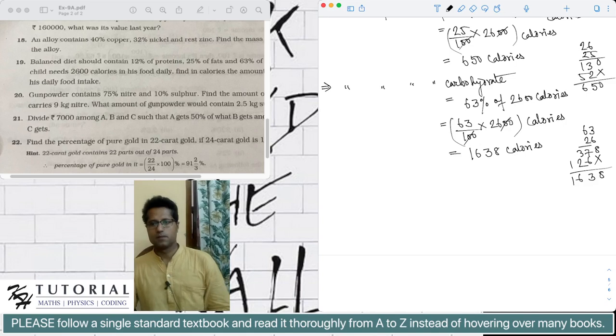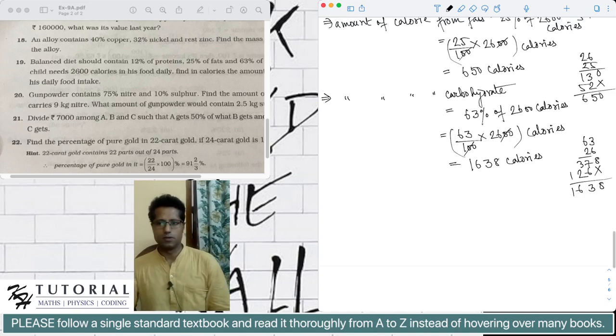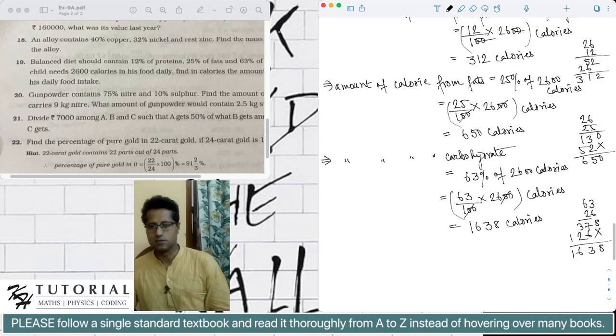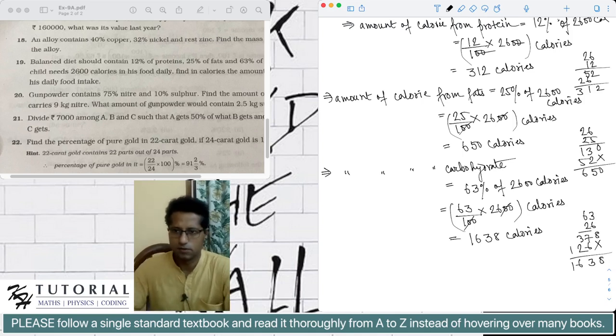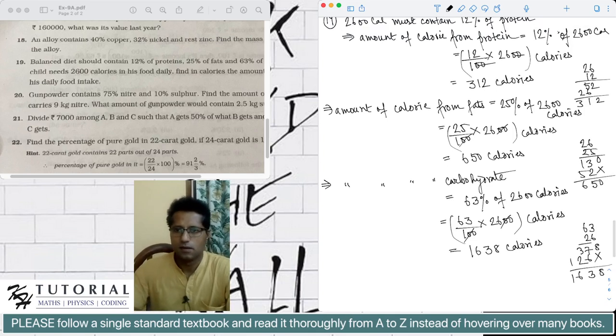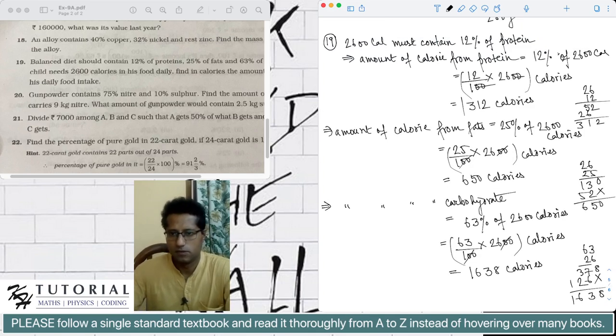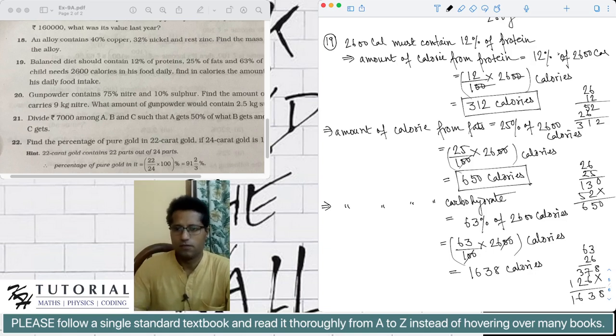Now, if you sum up the calories of carbohydrate, proteins, and fats, you will see it will be 2600. That is, if you sum 312 and 650 and 1638, it will be 2600. So these are the amount of calories. So 312 calories is coming from protein in the daily diet, 650 calories is coming from the fat, and 1638 calories is coming from the carbohydrate.